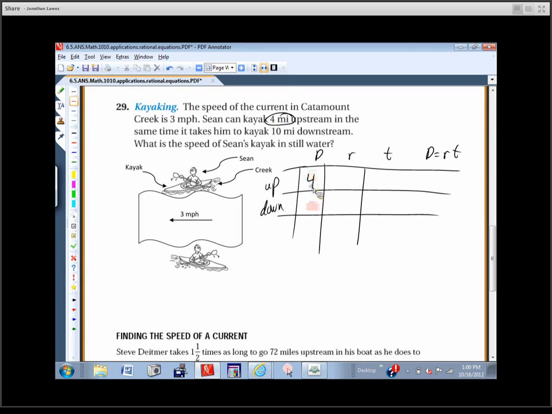Upstream, 4. Do we know how far he went downstream? 10. So we're going to fill that in right there. Now, it says the current is 3 miles per hour. That has something to do with how fast he can go.